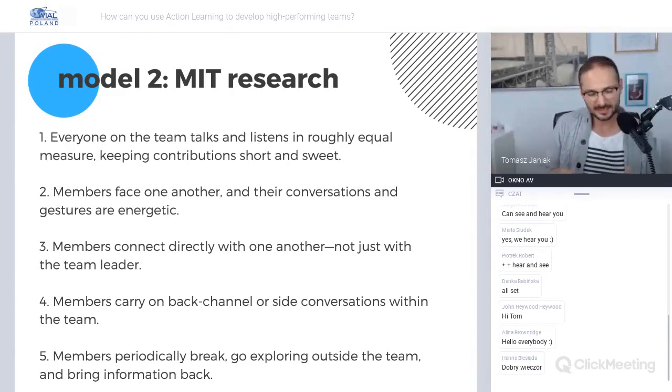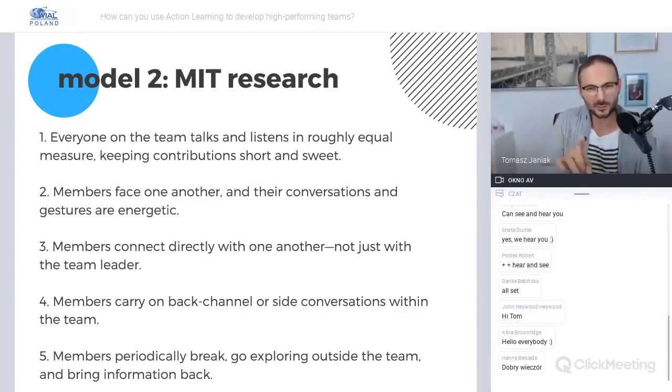Number one is that everyone on the team talks and listens in roughly equal measure, keeping contributions short and sweet. There is a roughly equal amount of participation from everyone.